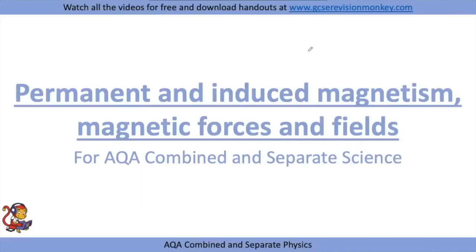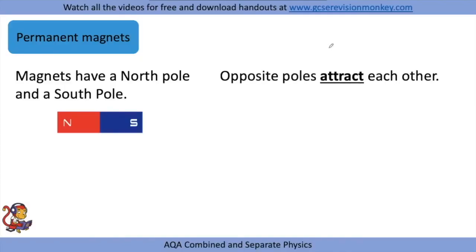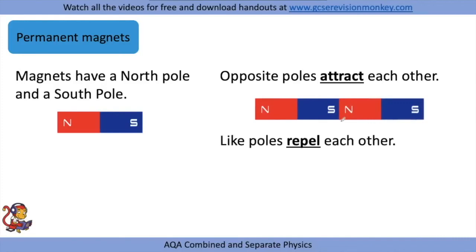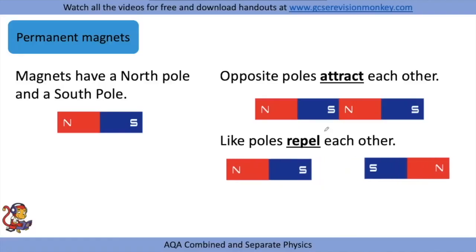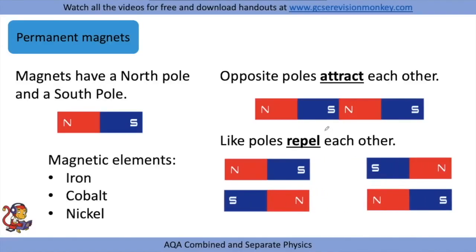Permanent and induced magnetism, magnetic forces and fields. Let's first of all look at permanent magnets. Permanent magnets have a north pole and a south pole, and opposite poles attract each other, so north and south here will attract, and like poles repel each other. So if you bring two south poles together, those will both repel, and if you bring north poles together, they will also repel. Magnetic elements are iron, cobalt and nickel, so there are only 3 magnetic elements.